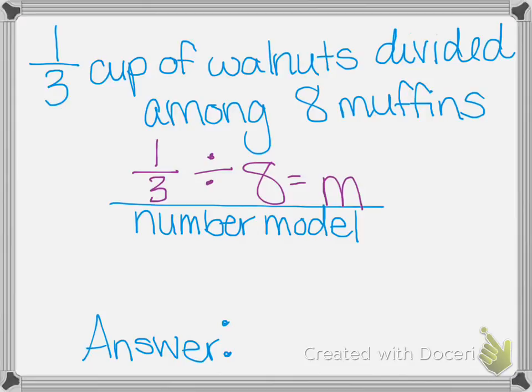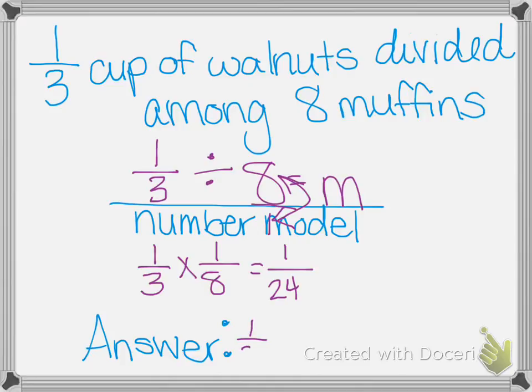So again, if we are dividing, we can find a common denominator, or we can use the reciprocal. So if we're using the reciprocal, we do 1/3. Our division changes to multiplication, and we switch our numerator and our denominator. Then we multiply. 1 times 1 is 1. 3 times 8 is 24. Our answer is 1/24 of a cup.